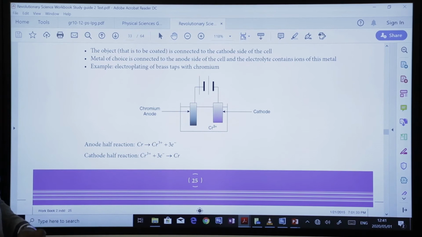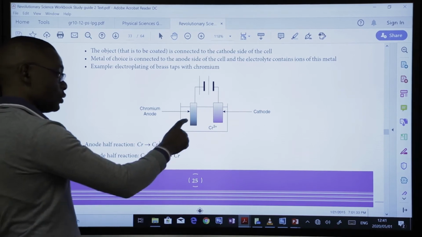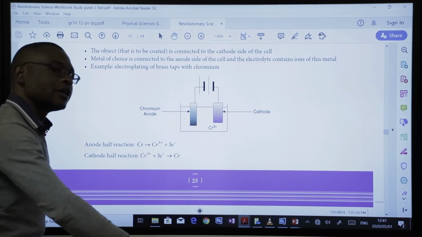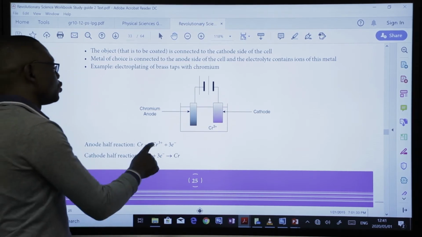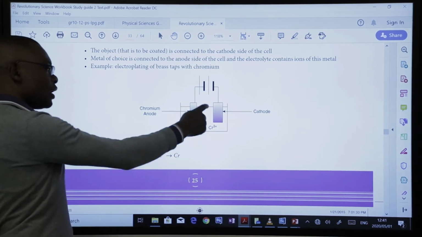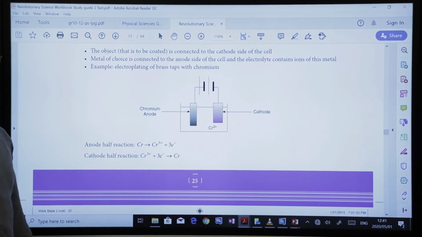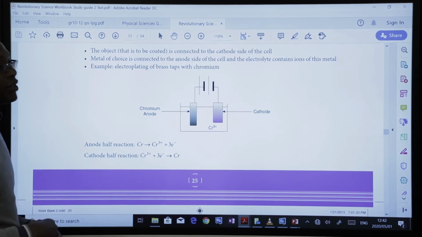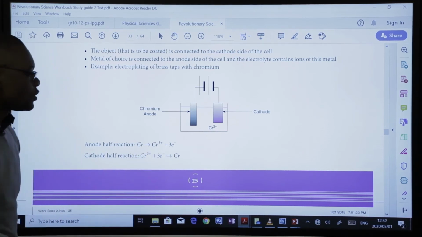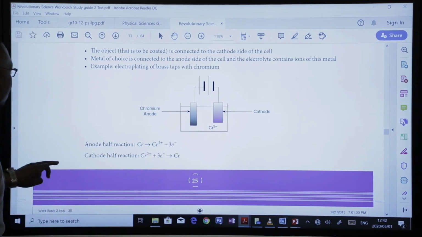Okay, so we are saying the anode half reaction, this is the anode, chromium, a solid, is dissolving, going into solution to give you chromium 3+ and 3 electrons. And then on the cathode, which is our brass plate, we are using the cathode half reaction where the chromium 3+ picks up the 3 electrons and forms chromium atoms, and they will plate the brass plate. Okay.